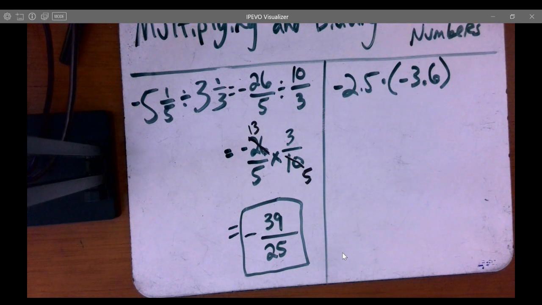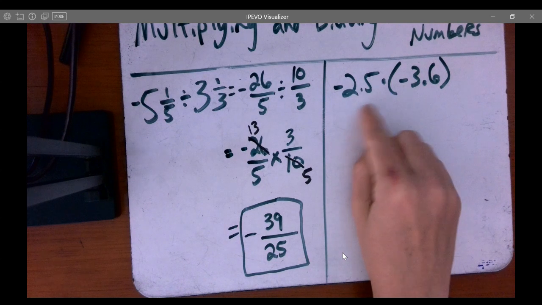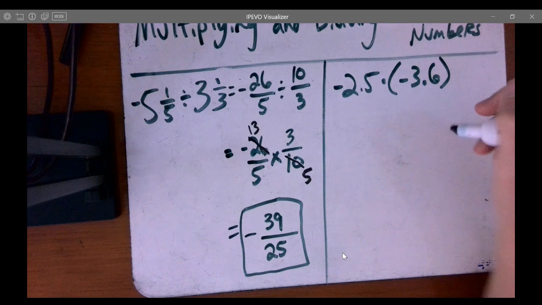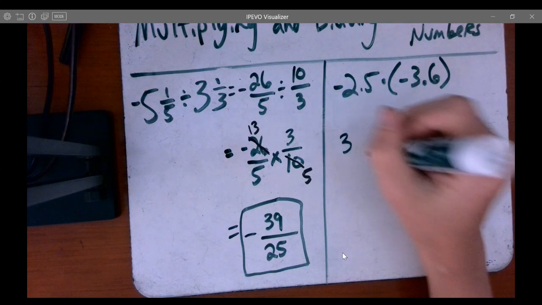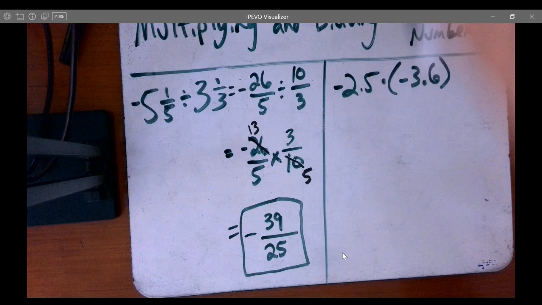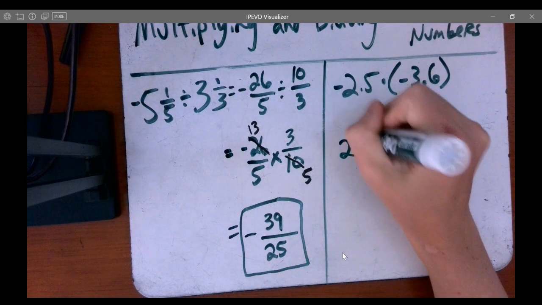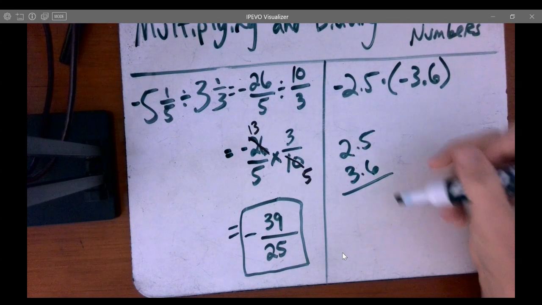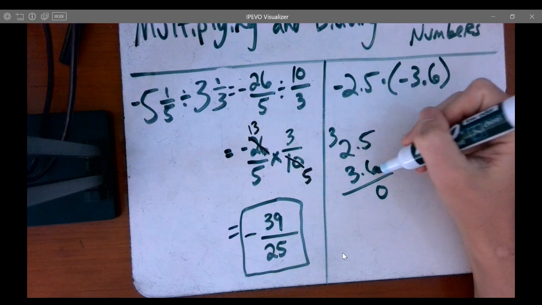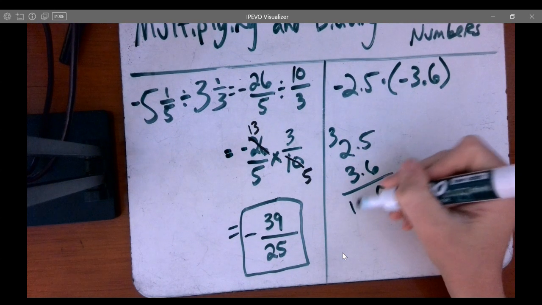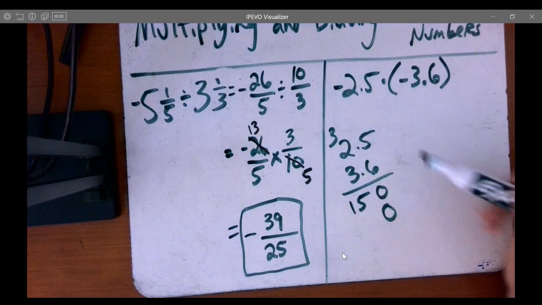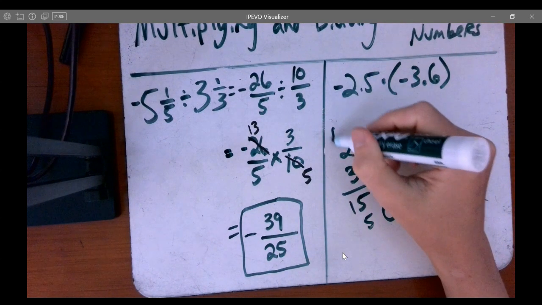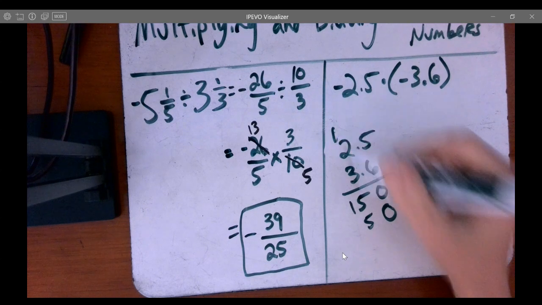Looking at question number 2, I'm multiplying -2.5 by -3.6. And so I need to use my prior knowledge about multiplying decimals to first find the product. So 6 times 5 is 30, carry the 3. 6 times 2 is 12, plus 3 is 15. Add the 0. 3 times 5 is 15, carry the 1. 3 times 2 is 6, plus 1 is 7.